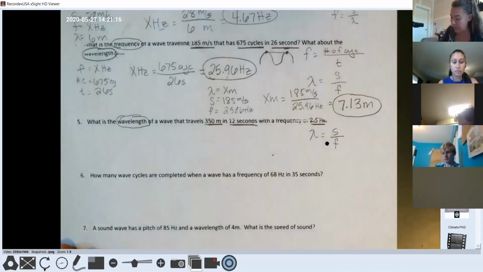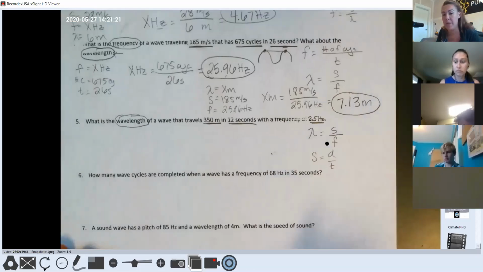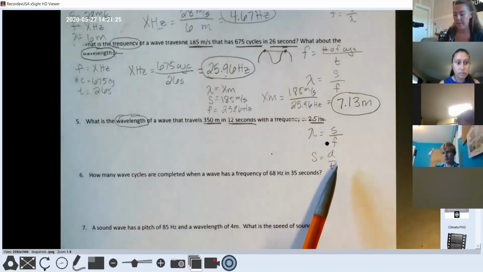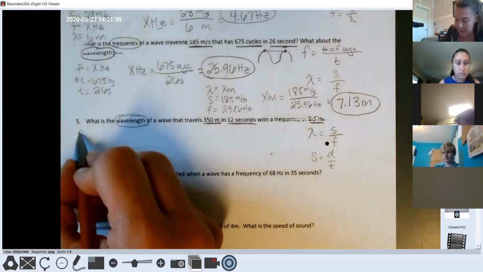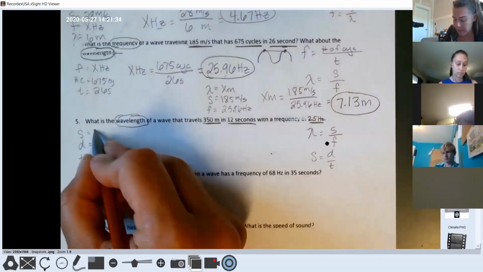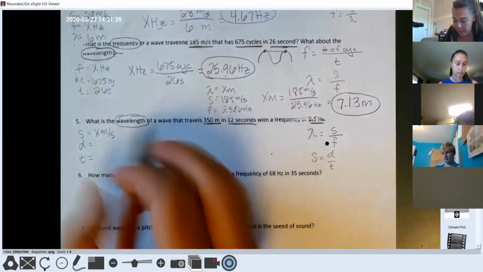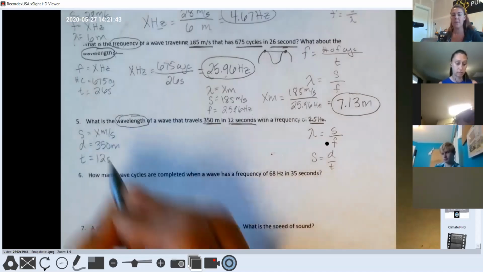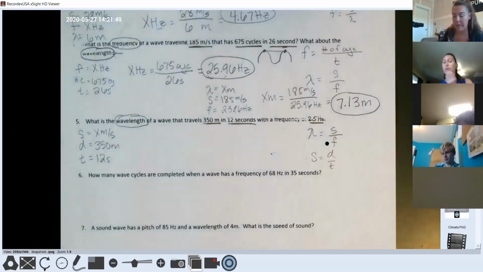The first equation is speed equals distance divided by time. That's the same way we found velocity at the beginning of the year, distance divided by time. So we're going to need a speed, a distance, and a time for the first part of the problem. The speed is what we're looking for. It's going to be in meters per second. Our distance given to us is 350 meters, and our time is 12 seconds. So we're going to use this equation to solve that.